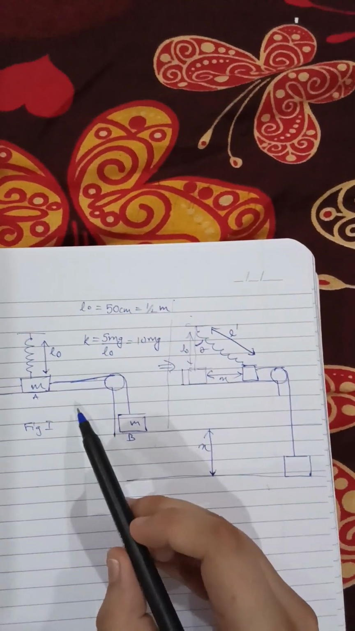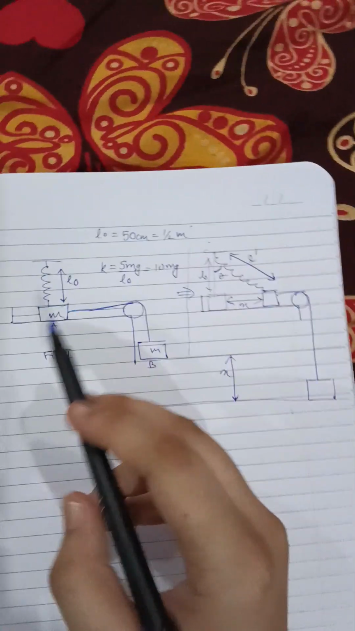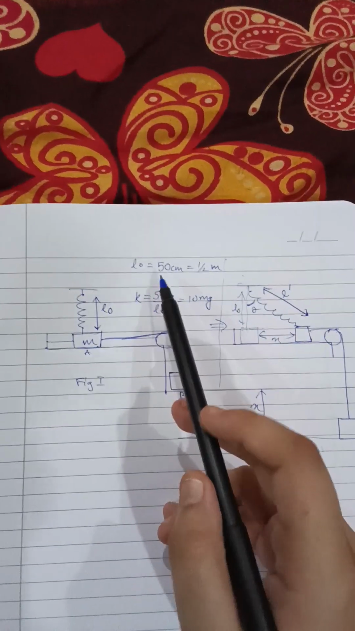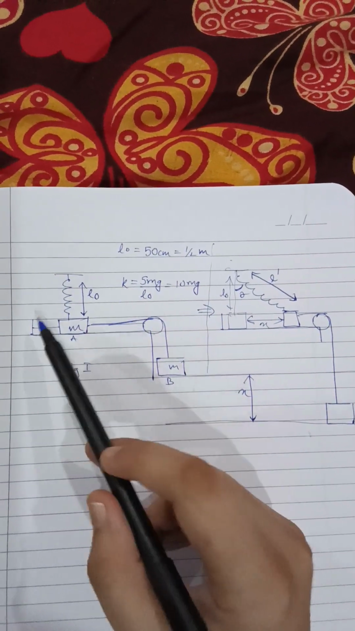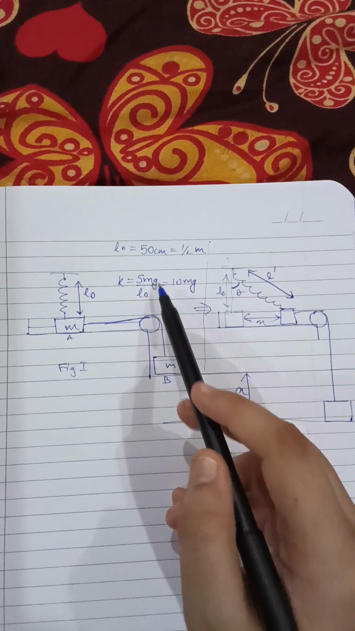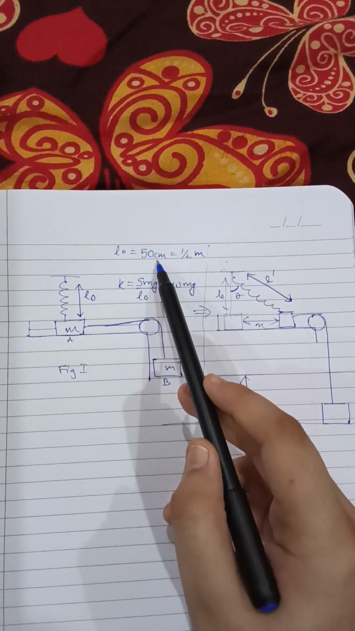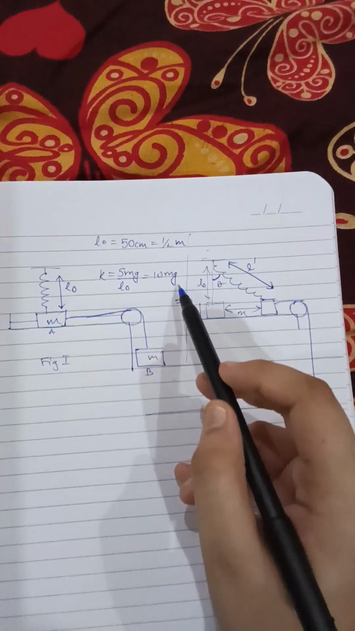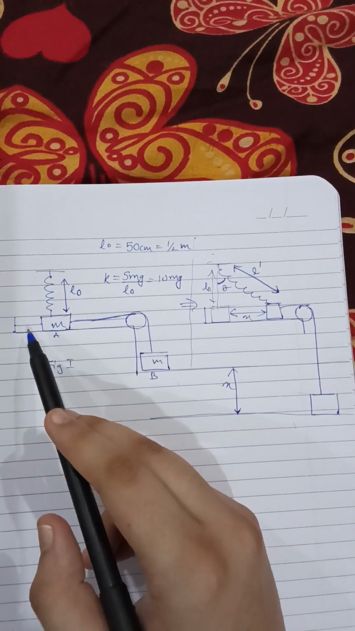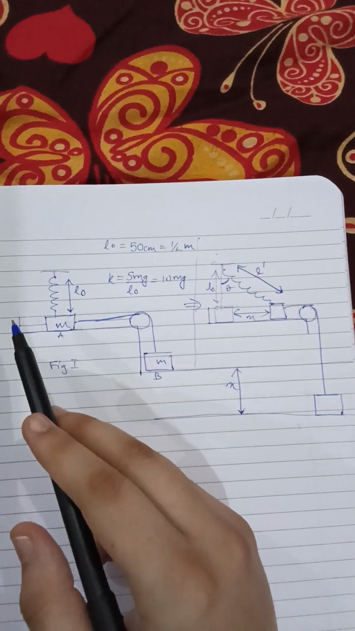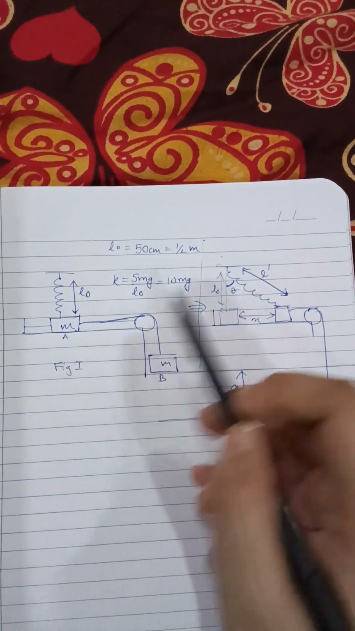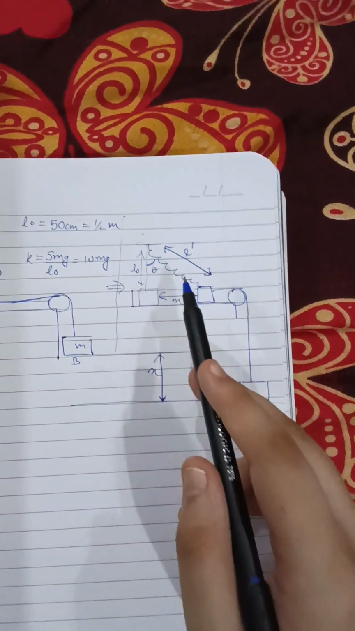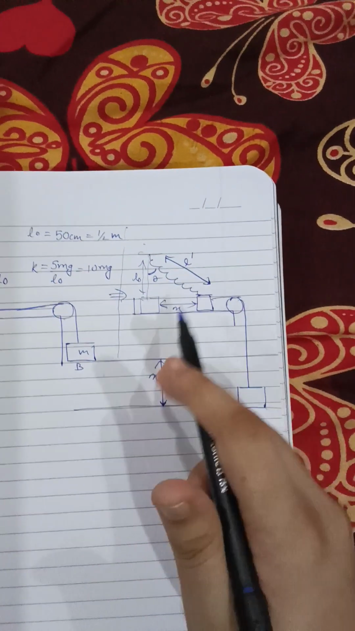So this is the initial diagram, figure 1, where you can see this string is still attached and has not been burned. We know from the question that the spring constant of the spring here is 5 mg by L naught. And L naught here is given as 50 cm, which is equal to half a meter. So I can directly write the spring constant as 10 mg. Now, when we burn the string, it is said that there will be a moment where block A will lift off. So I'm drawing the next diagram at the critical moment right before this block takes off from the surface.